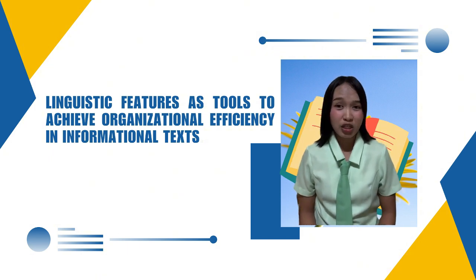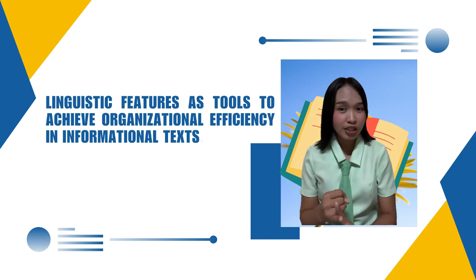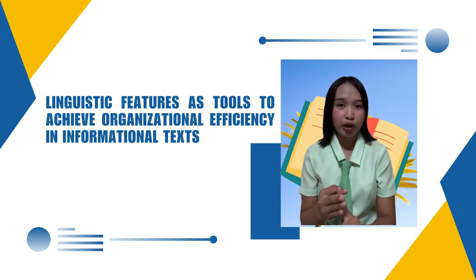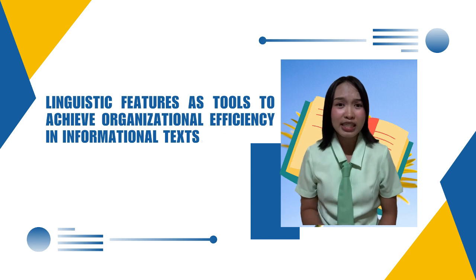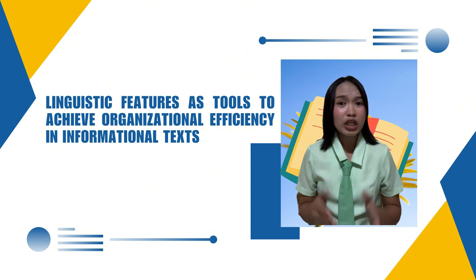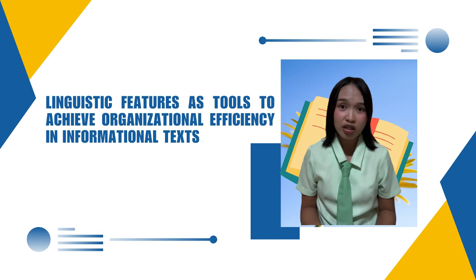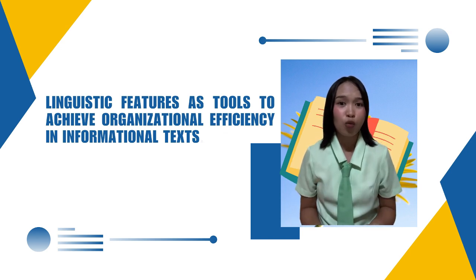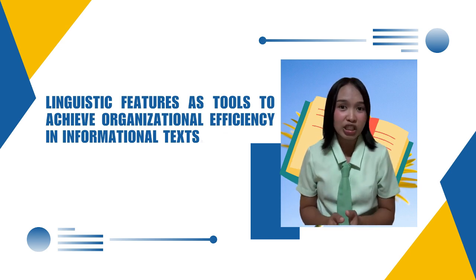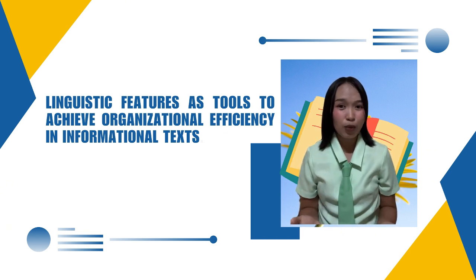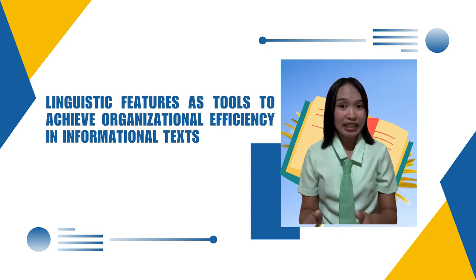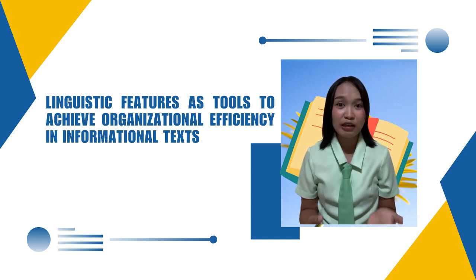When writers create informational text such as articles, reports, essays, or informational passages, their goal is not only to present facts and ideas, but to deliver them in a way that is clear, logical, and easy to understand. Now, linguistic features like word choice, transitions, and sentence structure are essential tools that help achieve what we call organizational efficiency, meaning the text is well organized, flows smoothly, and communicates meaning without confusion.